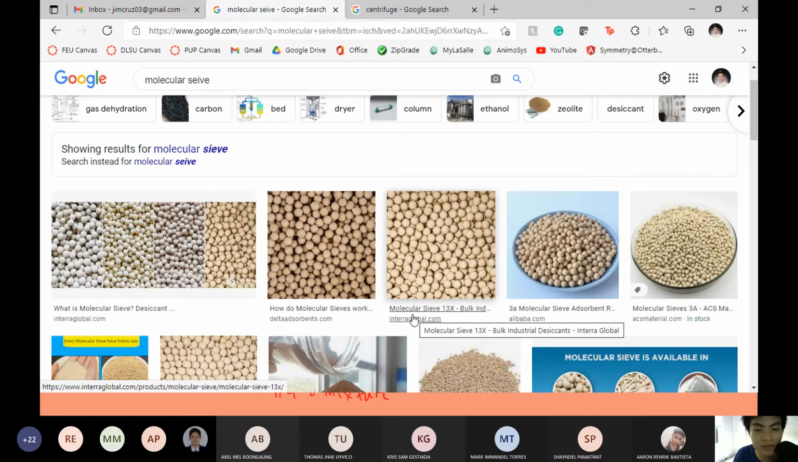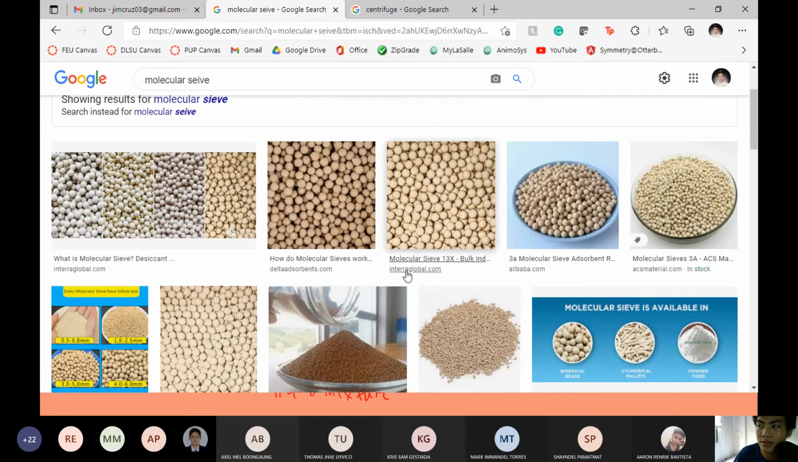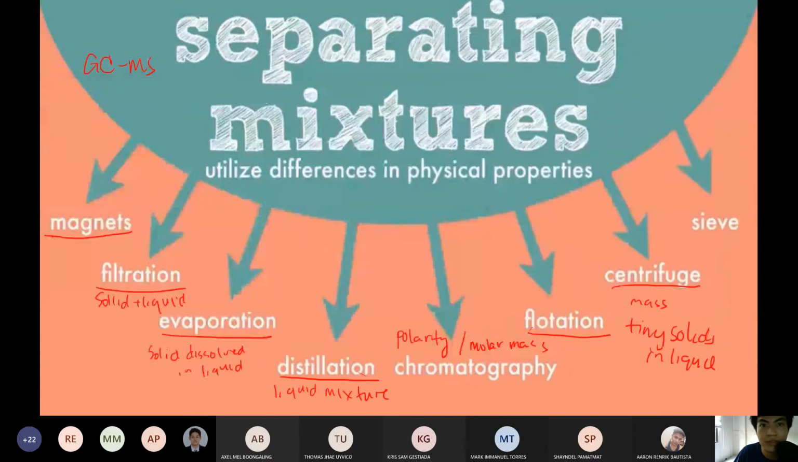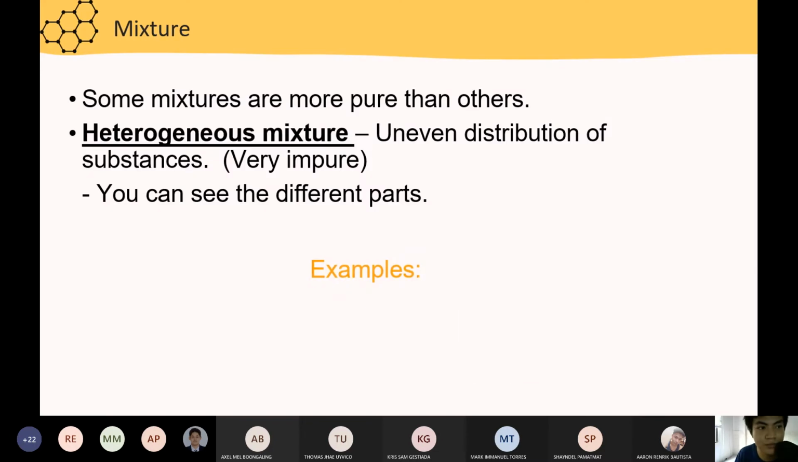So, gagawin ng molecular sieve, siya na mismo kukuha sa water molecules. Okay? So, ayan. So, this is used as a drying agent for alcohols in the laboratory. No? Drying agent yan. Okay? So, yun lang. So, those are the means of separating mixture. So, you can see, it makes use of the physical properties of matter. No? Okay? So, yun lang. Ano pa?